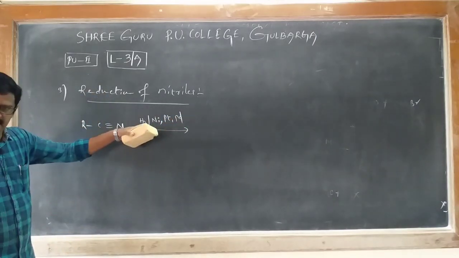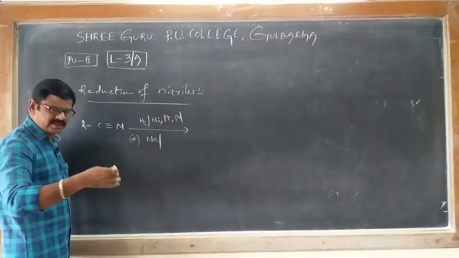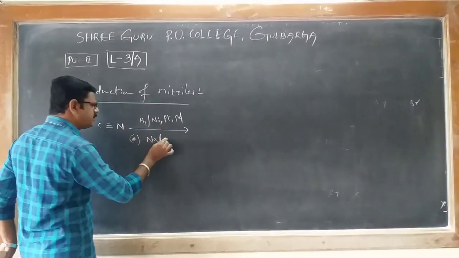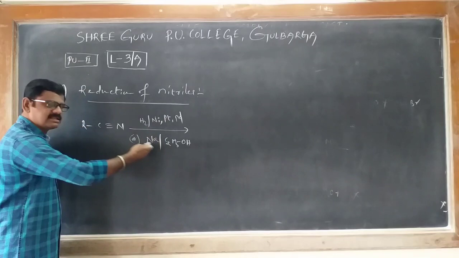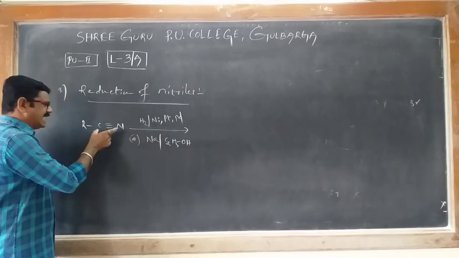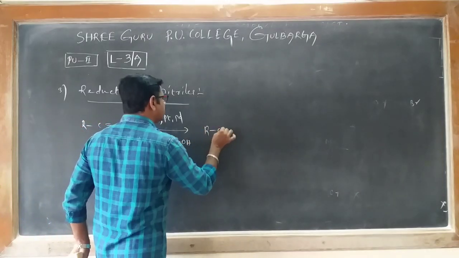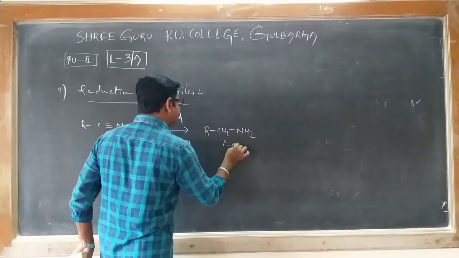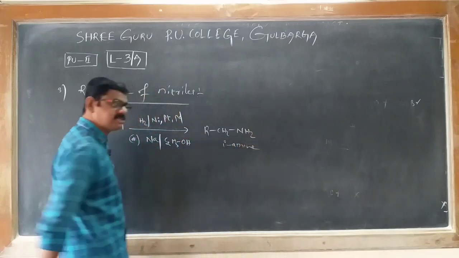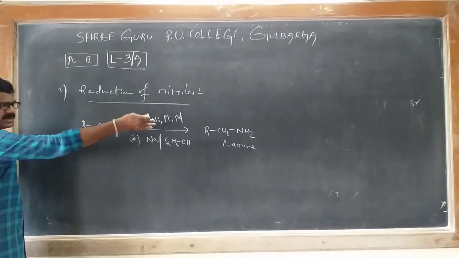We can use that method, or sodium metal or sodium amalgam we can also take, sodium in the presence of ethyl alcohol. Either this reagent or this reagent, when used across the triple bond, reduction takes place and we will get RCH2NH2, the corresponding primary amine. It is alkane nitrile, and we get the corresponding primary amine.